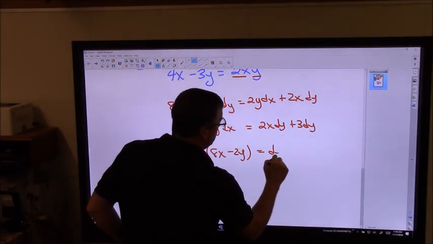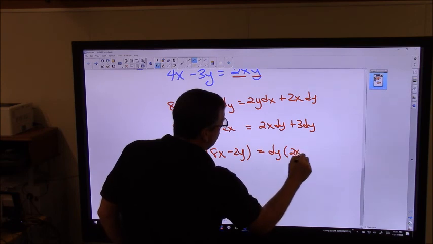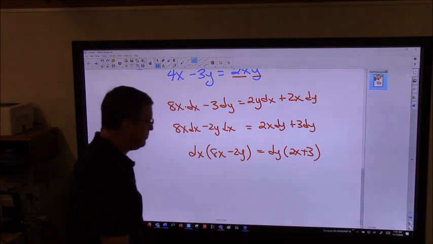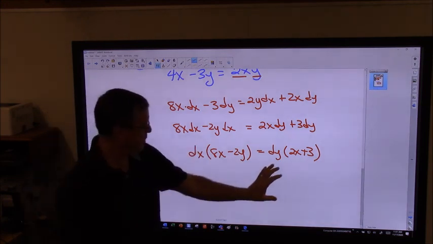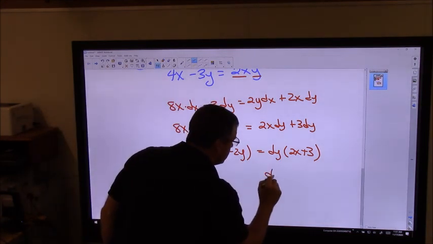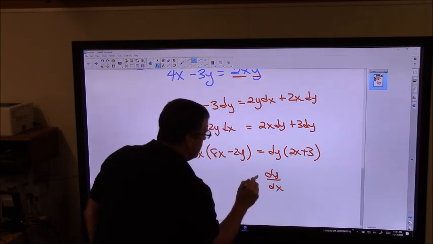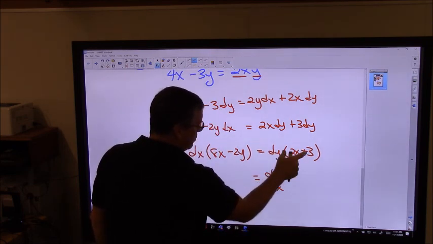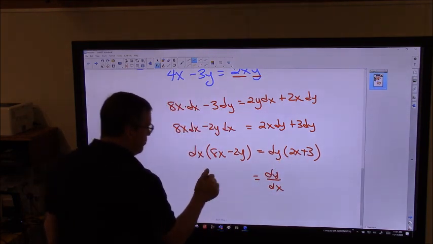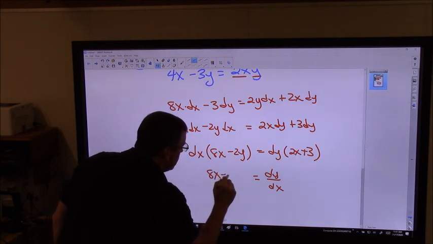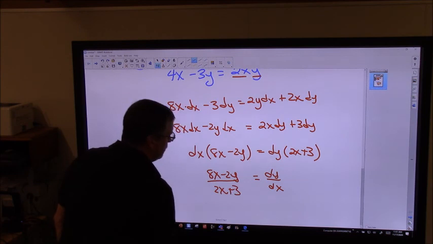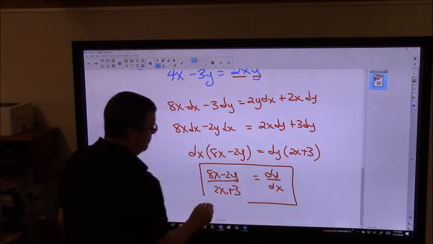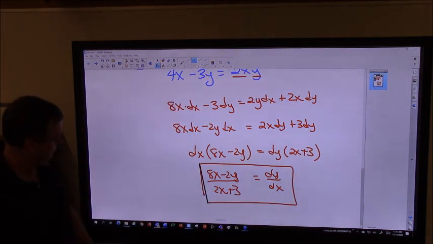Over here I've got dy times 2x plus 3. And so I want dy over dx, so I'm going to move this dx over here to divide. And that means to get this by itself, I got to move that 2x plus 3 over here. So 8x minus 2y divided by 2x plus 3. There's my derivative. Let's try another.